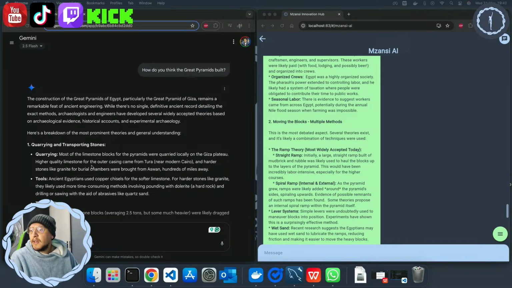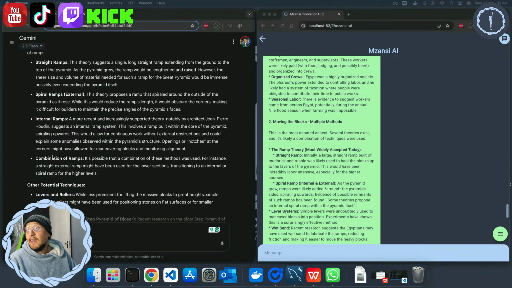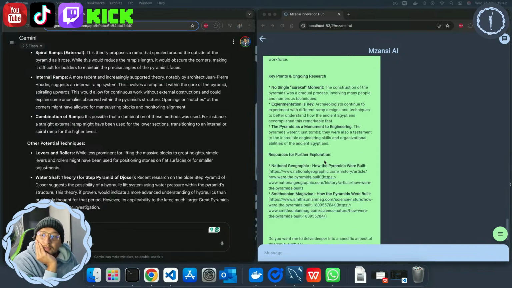On the slide, you can see we have lubrication again also. We have a sled and waterways, lifting and placing stones. So I feel like it's coming along. Slowly but surely, Mzansi AI is getting smarter, something that we can use more often.